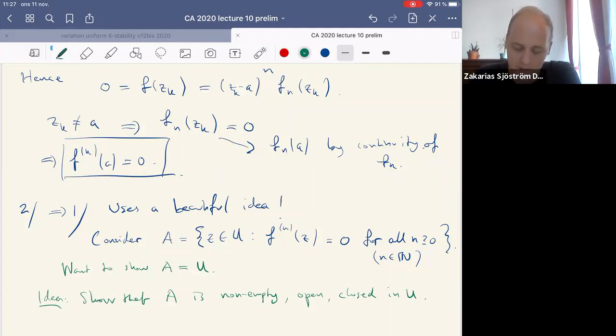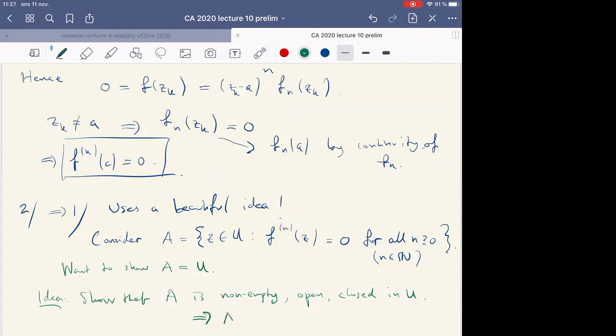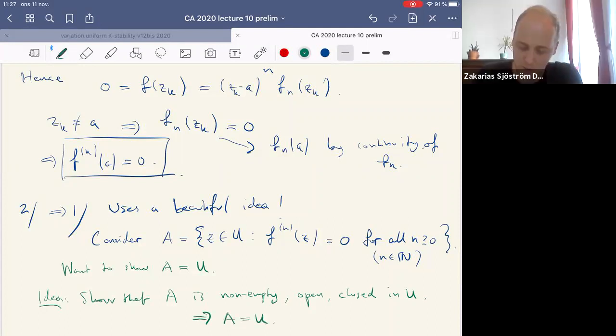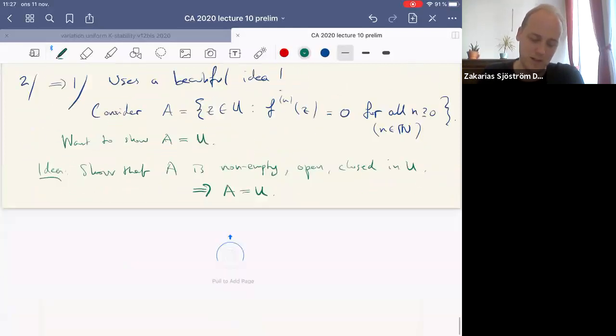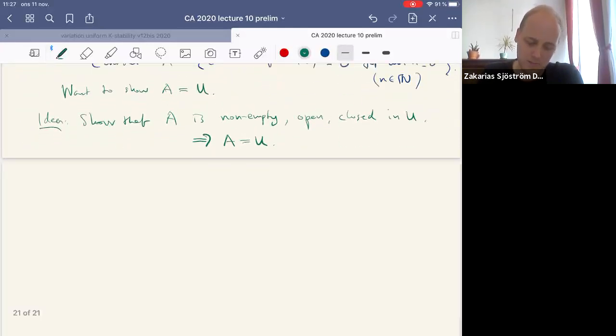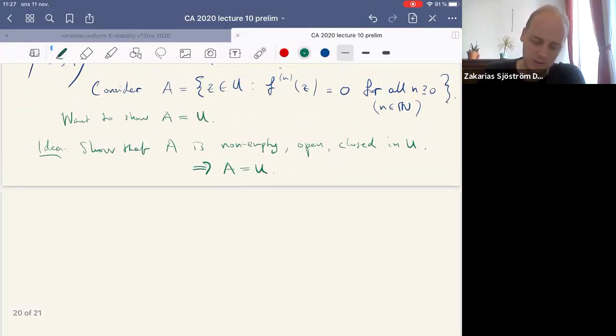And then if A is a non-empty, open, and closed set in U, then what does this imply? Well, it's equal to U. Exactly, because being open and closed means that it's either empty or the full set by topology. But since we also show it's non-empty, then we would be done. And for some reason, this is a very powerful tool that you see everywhere in mathematics. It's a very nice trick, so you should definitely learn it.